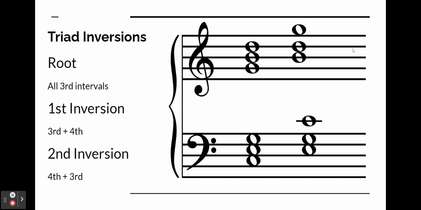So the fourth would be on the bottom, this one, and then this bottom note would be on the top of B up here, which would be a third. So we just move that bottom note to the top, move the bottom note to the top, and then we do the same for second inversion.